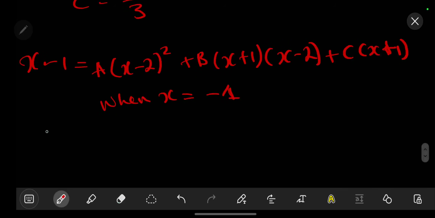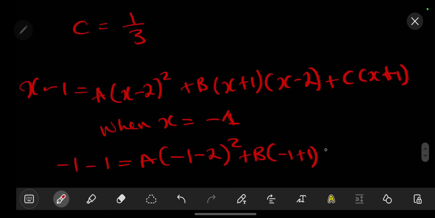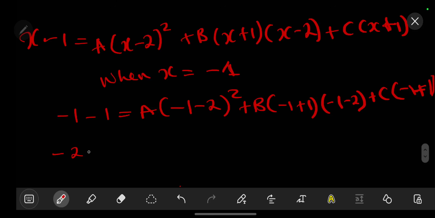So we are going to put x as -1, so -1 minus 1 should be equal to, we have a, open brackets, -1 minus 2 squared, then we have plus b, then we have our -1 plus 1, then we have times our -1 minus 2, then we have plus our c, -1 plus 1, like that. So this is going to give us a value that is equivalent to, so we have -2 should be equal to, we have our a, -1 minus 2 is -3 squared, then we are going to have plus our b, like that.